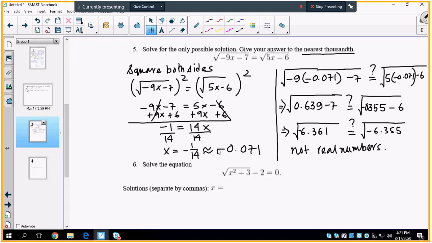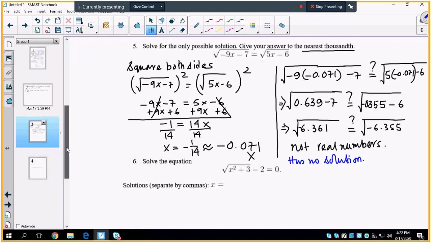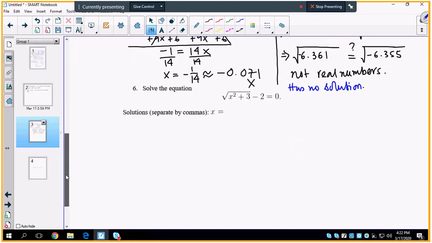So we'll say that for the algebraic solution negative 0.071, since both sides are imaginary, they are non-real numbers, this algebraic solution is actually not a solution. Instead, we will go on and say that this radical equation has no solution. The only algebraic solution we found made both sides of the equation imaginary. There is no real equality. So we're going to say the radical equation does not have any solution.